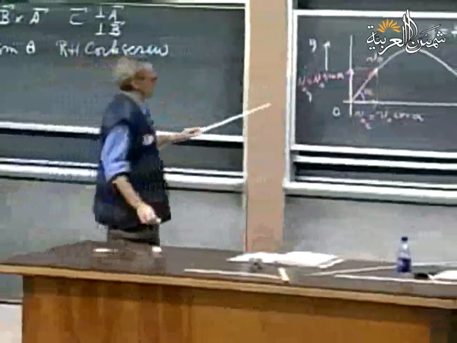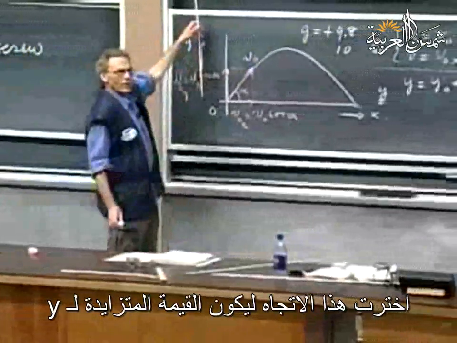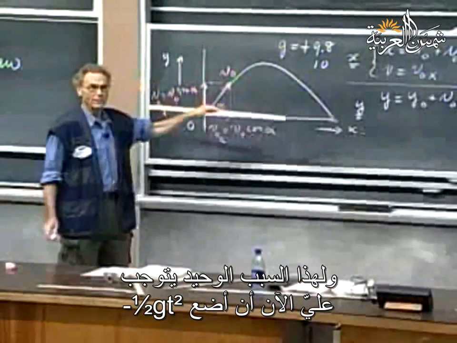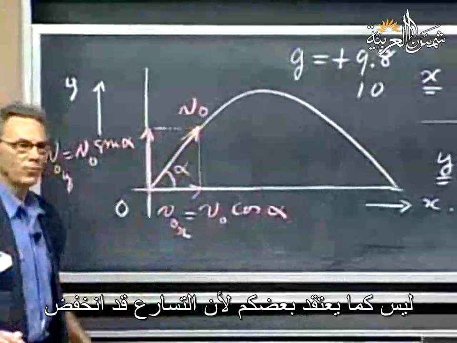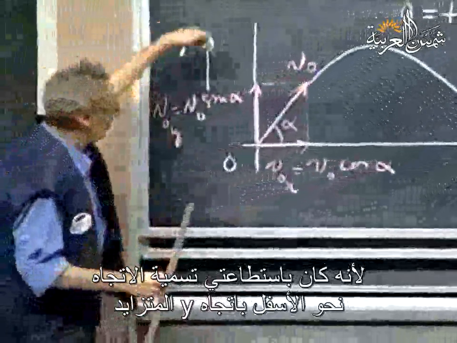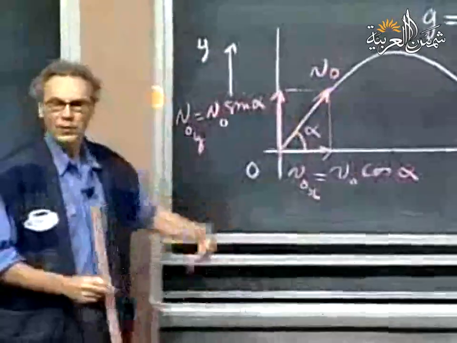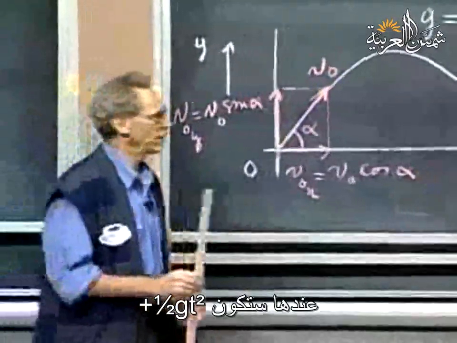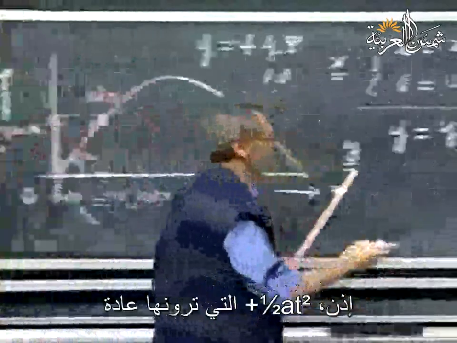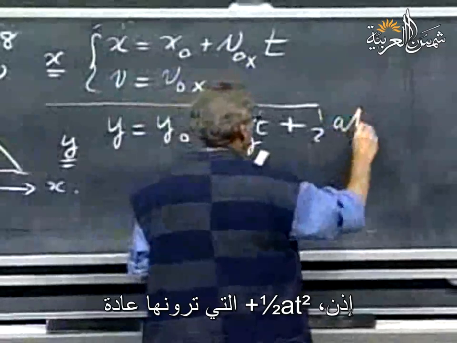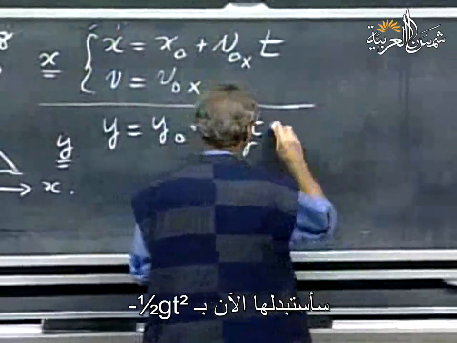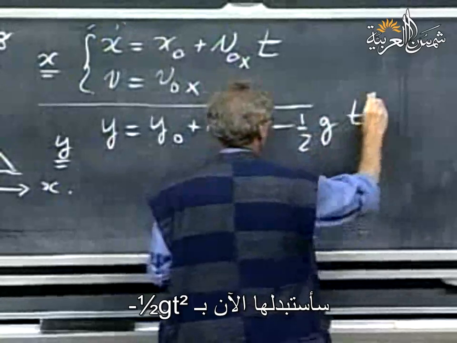And since in this case I have chosen this to be the increasing value of y, that's the only reason why I would now have to put in minus 1/2 g t squared. Not, as some of you think, because the acceleration is down. That's not a reason, because I could have called this direction increasing y. Then it would have been plus 1/2 g t squared. So the consequence of my choosing this, the direction in which y increases, therefore the plus 1/2 a t squared that you would normally see, I'm going to replace that now by minus 1/2 g t squared.